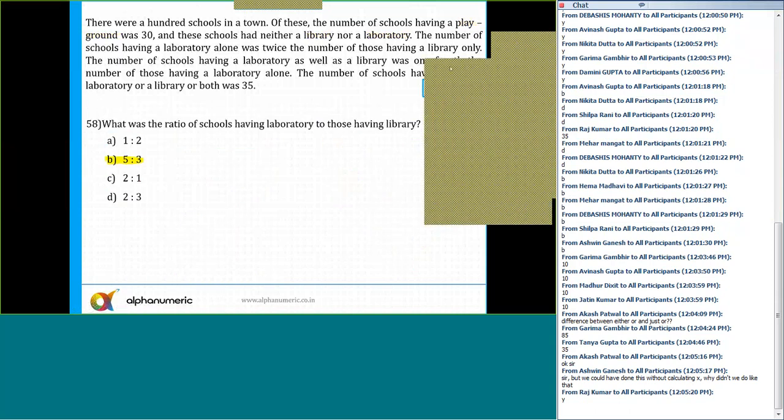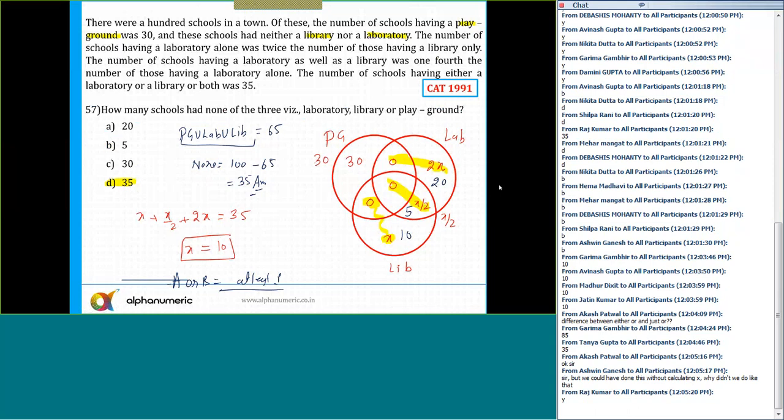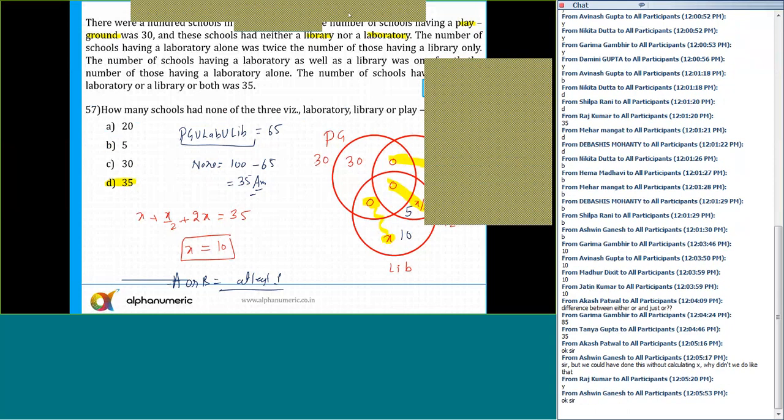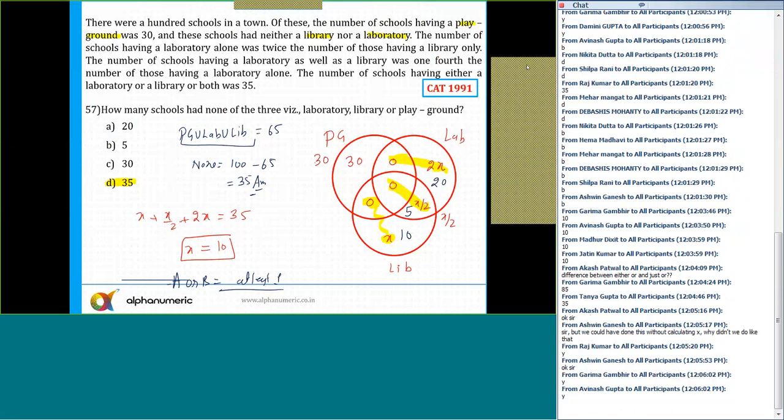Ashwin is asking, we could have done this without calculating x, why didn't we do it like that? Yes, you could have done it without x. We can do it orally also. Is that clear? So can we move to the next slide? Let's move ahead. In any case, remember we need to find these values. Until we find the union, we can't find the none.